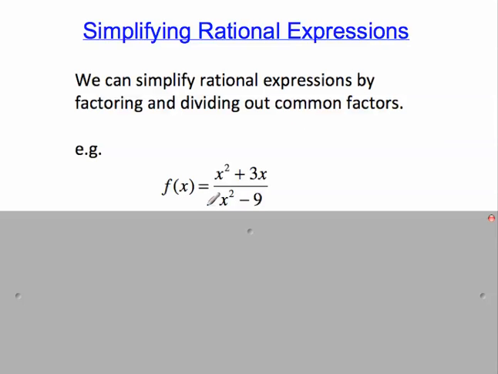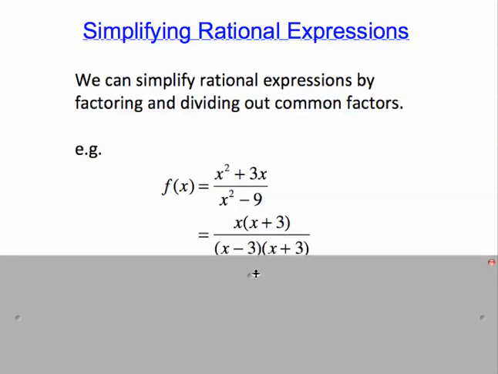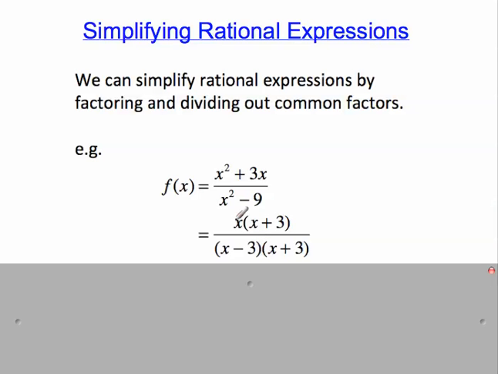If we let f of x be equal to x squared plus 3x over x squared minus 9, the first step we would take in trying to simplify would be to factor both the numerator and the denominator. In the numerator, we've got a common factor of x, so we can factor that x out. In the denominator, notice that we have a difference of squares, so we can factor it as a difference of squares. Factoring out the x from the numerator, we get x times x plus 3. Factoring the denominator as a difference of squares, we get that.